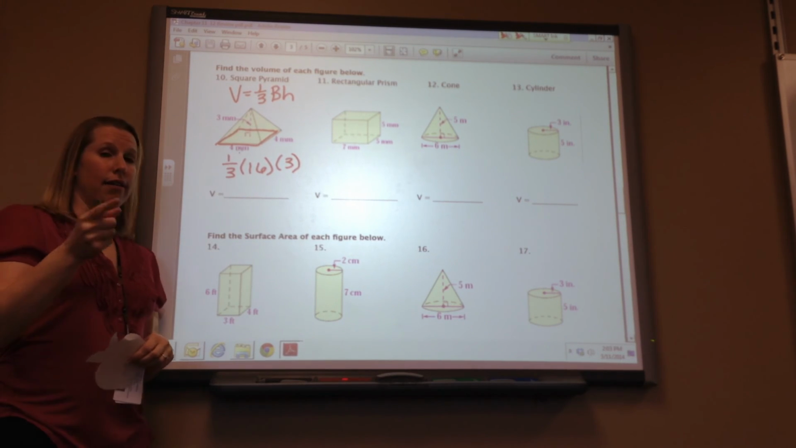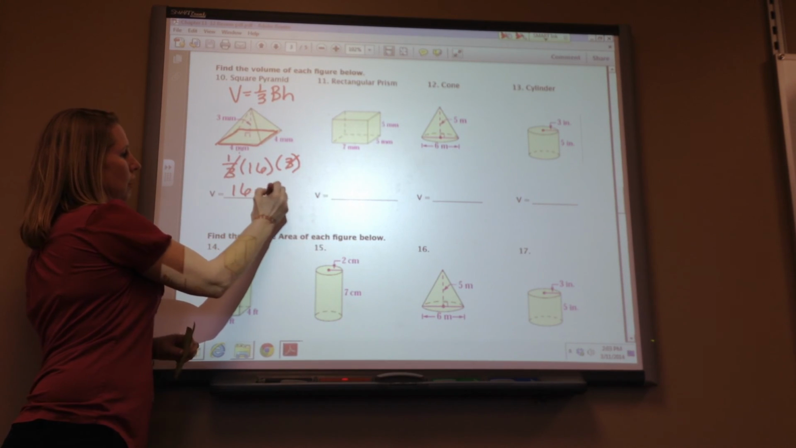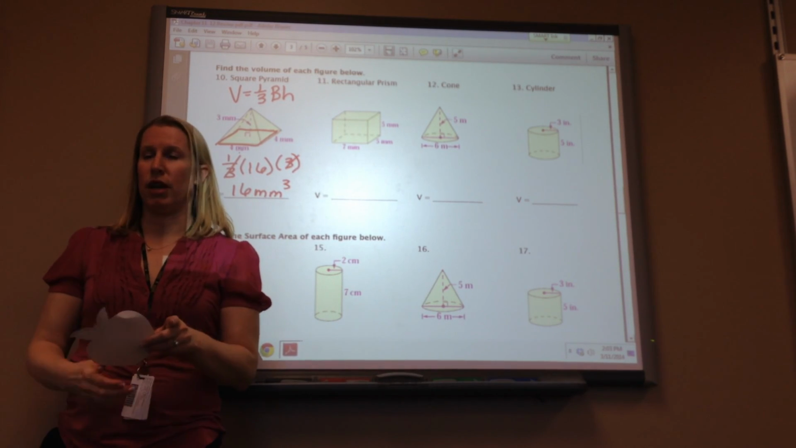So I'm going to need to get a calculator, but on this one I know 1/3 of 3 is 1, so that would be 16 millimeters cubed. So I'm going to pause this so I can get a calculator.